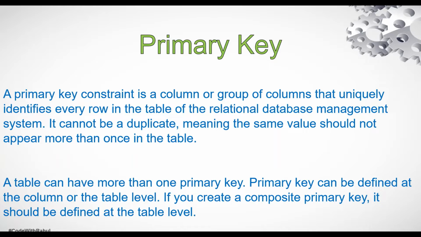You can see that a table can have only one primary key. A primary key can be defined at the column or at the table level. If you create a composite primary key, it should be defined at the table level. So we can create a primary key on a single column, and if we create a primary key on multiple columns, then it's known as a composite primary key.